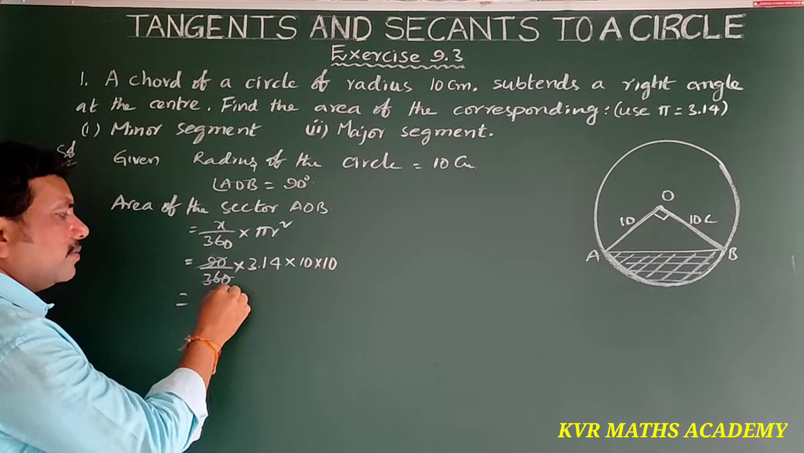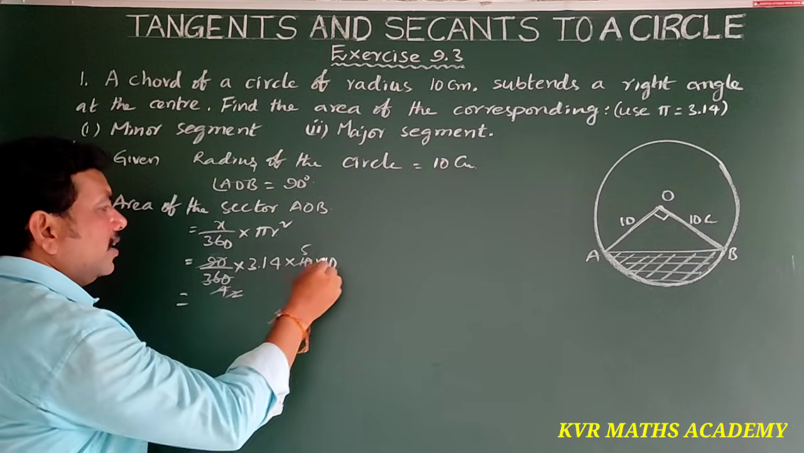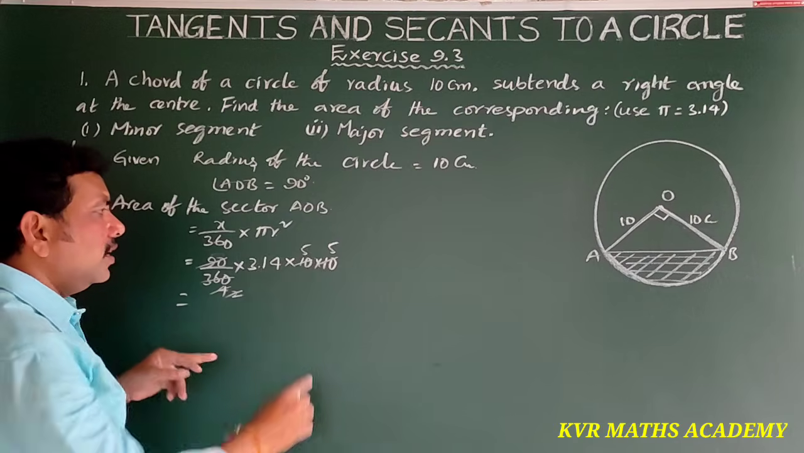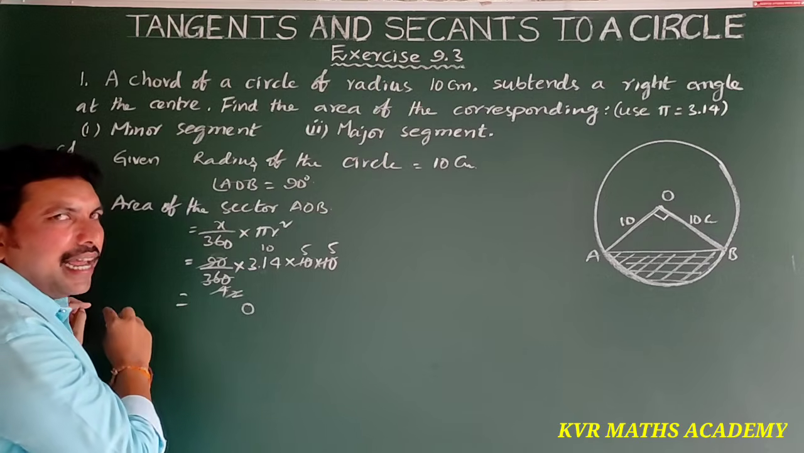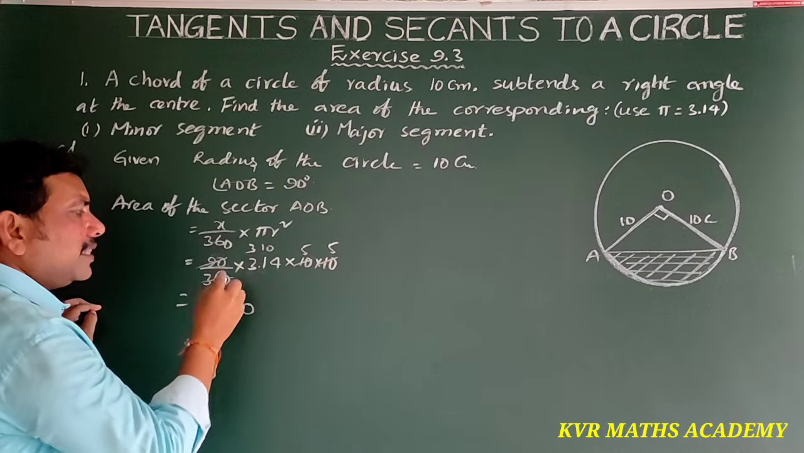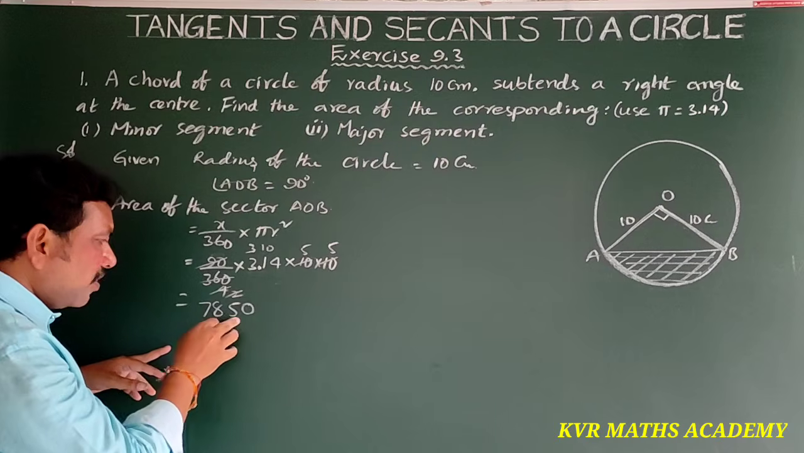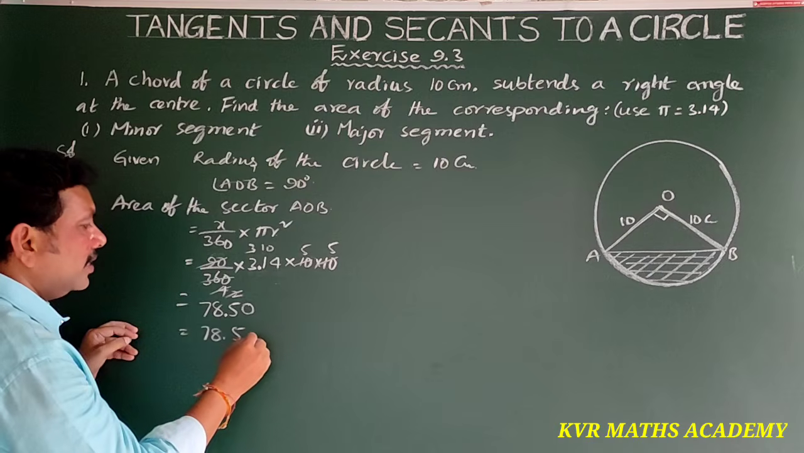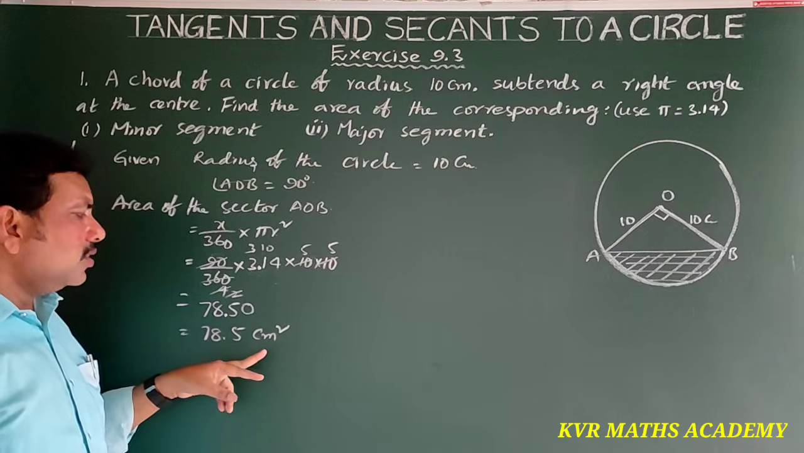90 how many times? 4 times. 90 fours are 360. Here 2 2s are 4, 2 5s are 10, again 2 5s are 10. 5 5s are 25, 25 into 314: 25 4s are 100, 10 will be there, 25 1s are 25 plus 10 is 35, again 3 will be there, 25 3s are 75, 75 plus 3 is 78. After the point there will be 2 digits, so before 2 digits we have to keep the point. So that is equal to 78.5 centimeter square. Why? Because the area of the sector is given, so this is centimeter square.